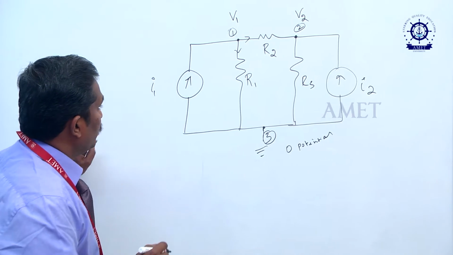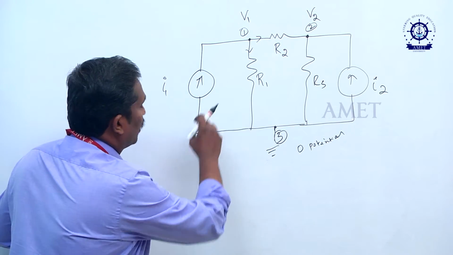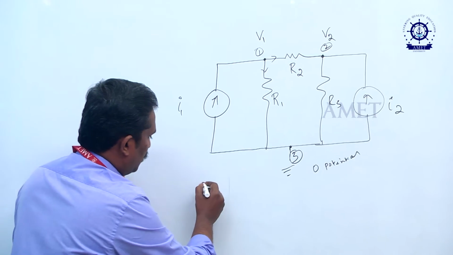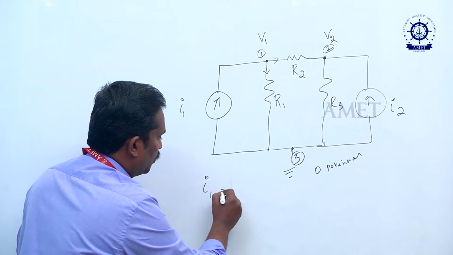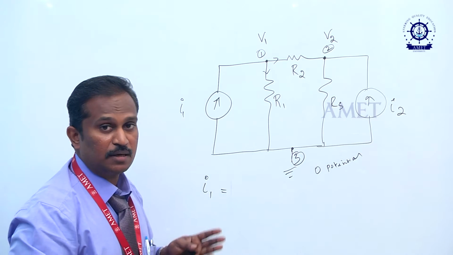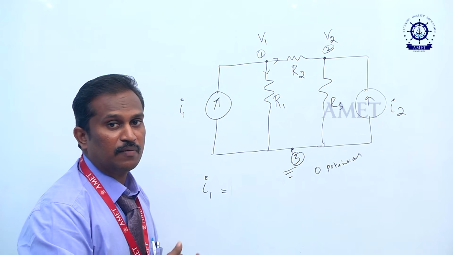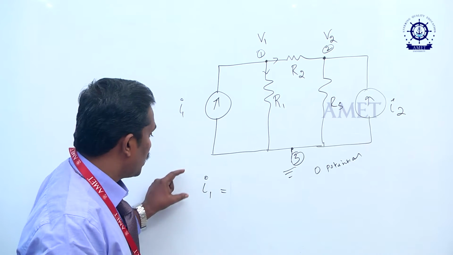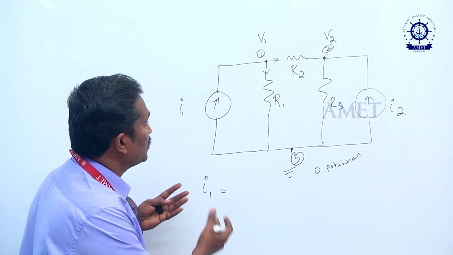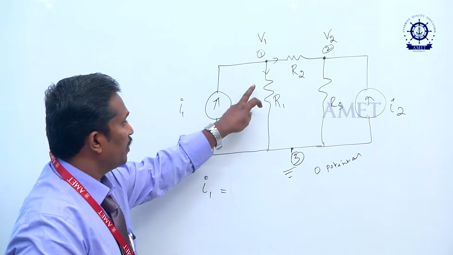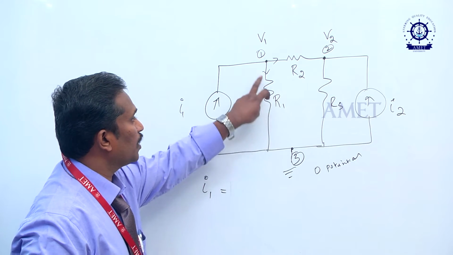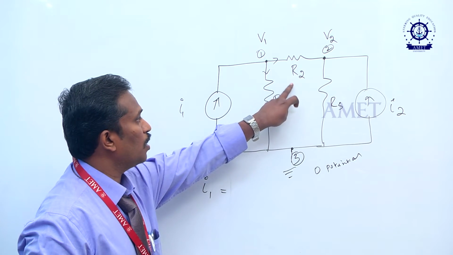Now, see at node 1 the current I1 is entering. So, I1 equal to. Kirchhoff's current law says that the sum of currents entering the node equals the sum of currents leaving the node. So, this current I1 is entering, no more current is entering, and the remaining currents are leaving. Here, at R1 the current is leaving from the node, and at R2 also the current is leaving from the node.